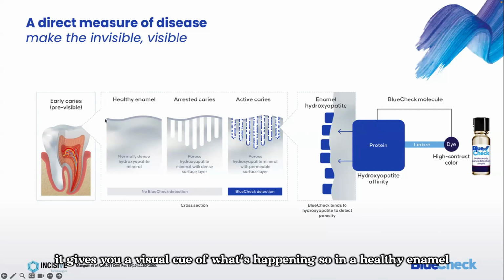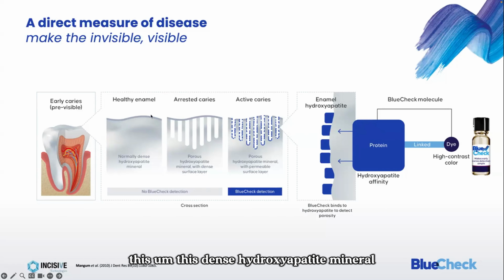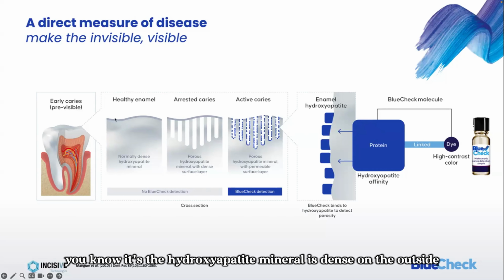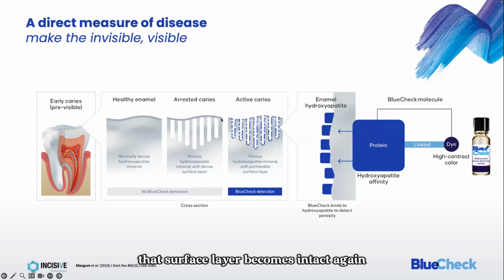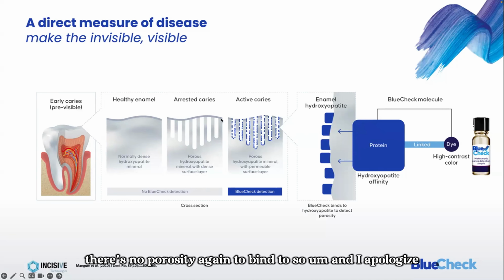So in healthy enamel, the hydroxyapatite mineral is dense on the outside, and so there's no porosity for the product to bind to. And again, you can use it to monitor, because once a lesion arrests, that surface layer becomes intact again, and so the Blue Check can't get in, there's no porosity again to bind to.